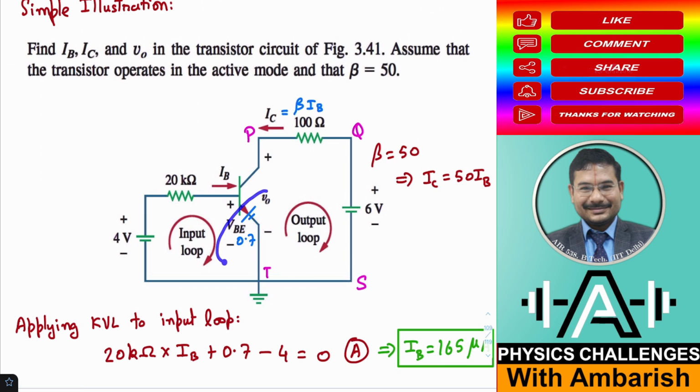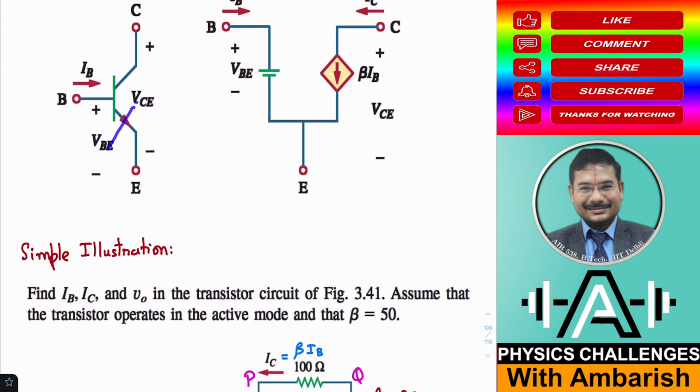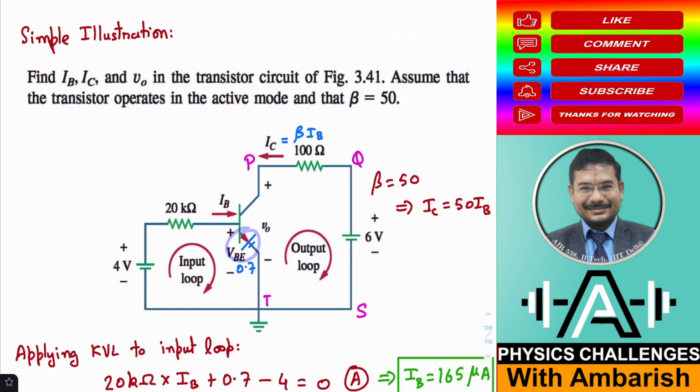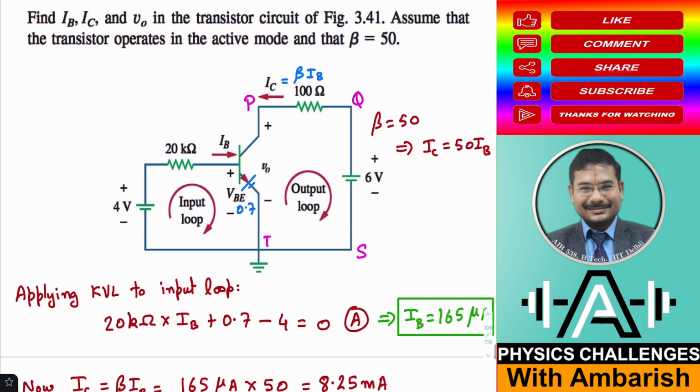And this 0.7 volt I put as per my DC modeling. So against the emitter current you put a 0.7 volt. And if this current is IB, then this current is beta times IB. Now it's just like a current electricity circuit, and we can apply the standard Kirchhoff's voltage law and current junction laws.